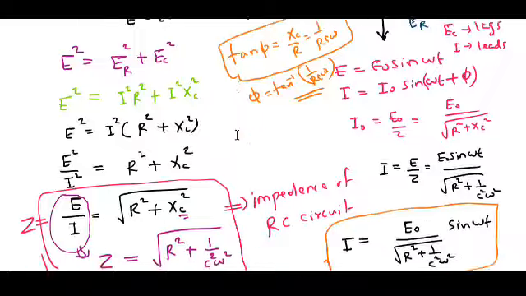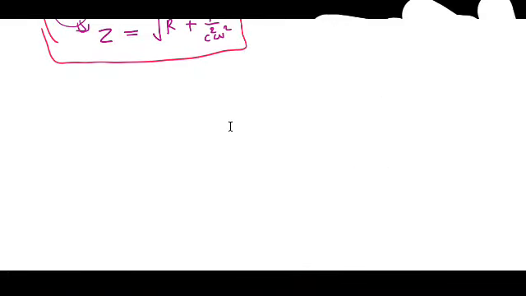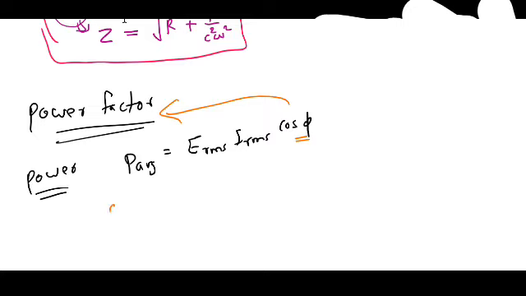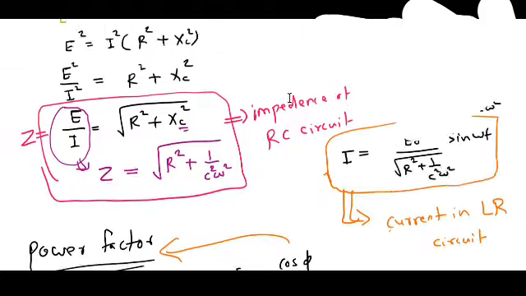Okay. Now we can also find the expression for the power factor or the power. Let me define power first. Power in the circuit is the average power, because we always find the average power, that is E RMS into I RMS into cos phi. Here this cos phi is our power factor, that is, we have to find out the cosine of the angle phi.